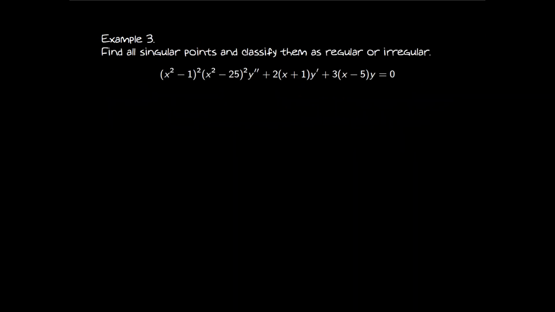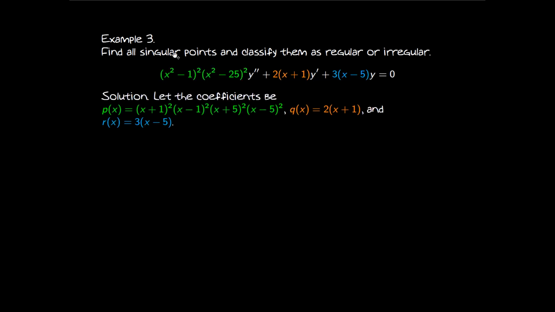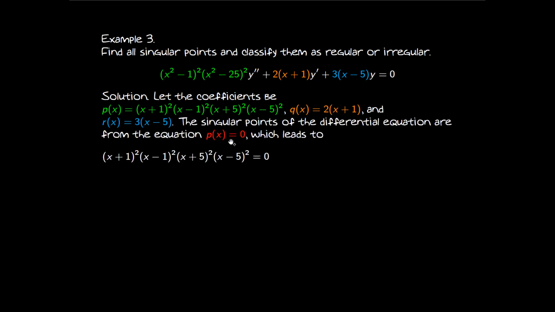Example 3. Well, we have a similar problem here. So once again, we need to determine the singular points and then classify them. So here we define the coefficients as P, Q, and R again. And we know the singular points are coming from the leading coefficient being equal to 0.